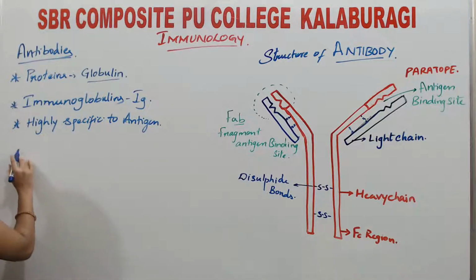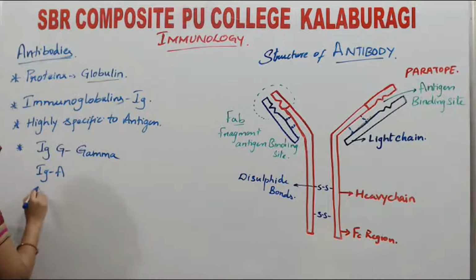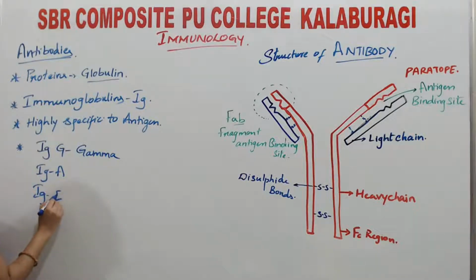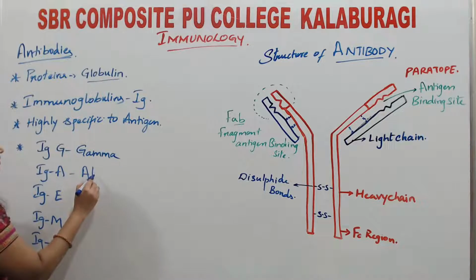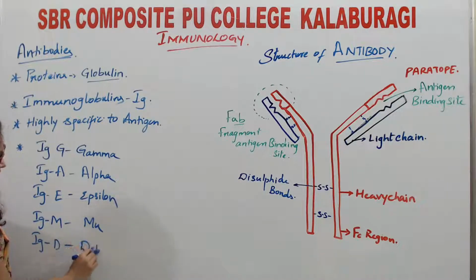And there are different types of antibodies: IgA, IgE, IgM, and IgD, named for alpha, epsilon, mu, and delta immunoglobulins.